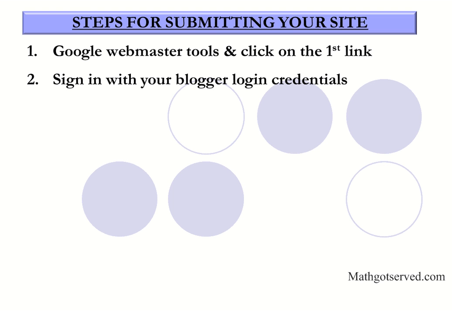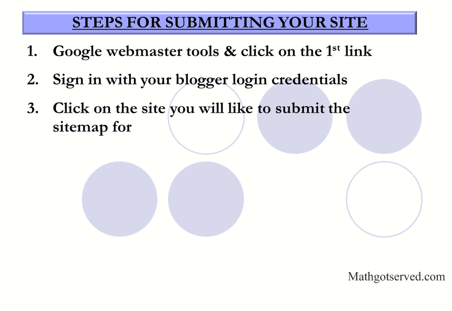Then you sign into Webmaster Tools with your Blogger login credential. That will automatically pull up all the blog sites you have associated with that login credential. Out of the list of sites you have, you click on the one you would like to submit the sitemap for. When you click on that, you click on Sitemaps. It's going to be on the right corner, as you'll see during the demonstration.